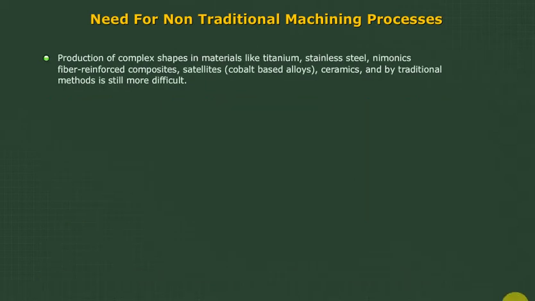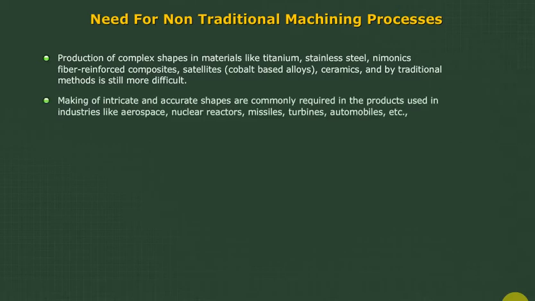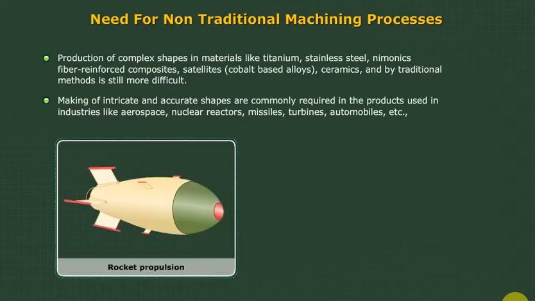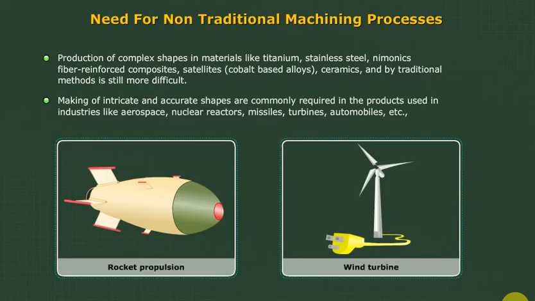Production of complex shapes in materials like titanium, stainless steel, Nimonic, fiber-reinforced composites, stellites, cobalt-based alloys, ceramics, by traditional methods is still more difficult. Making of intricate and accurate shapes are commonly required in the products used in industries like aerospace, nuclear reactors, missiles, turbines, automobiles, etc.